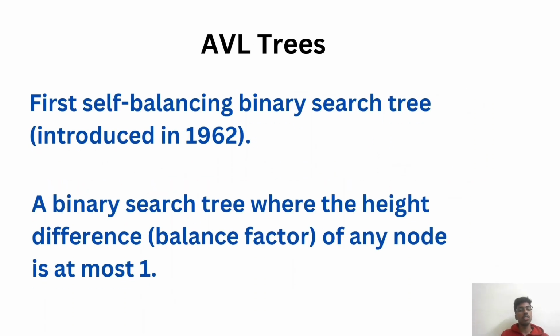In 1962, the concept of AVL trees was introduced, which is an example of balanced binary search tree. The fact about AVL trees is that the difference between the heights of its subtrees will be at most 1. That means it can be 0, 1, or minus 1.